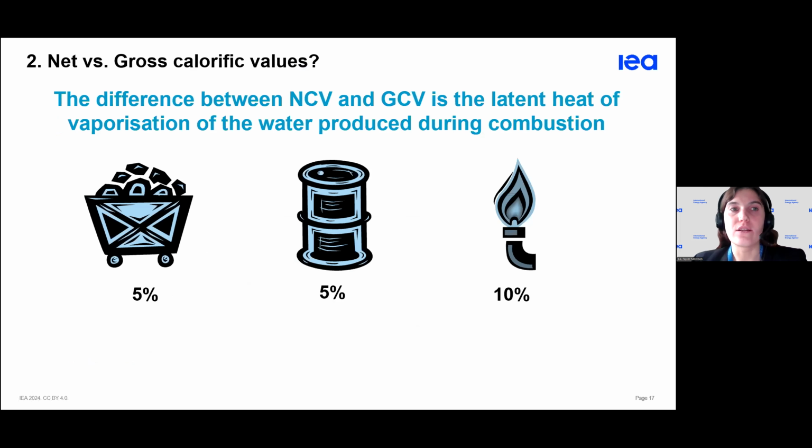So now let's look at net versus gross calorific values. Just a reminder, the difference between the net calorific value and the gross calorific value is the latent heat of vaporization of the water produced during combustion. So essentially, the net calorific value represents the useful amount of energy content of a fuel because this heat of vaporization is lost unless you have condensers. So that's why the IEA has chosen to represent our energy balances on a net calorific value basis, because that's the quantity of usable energy.